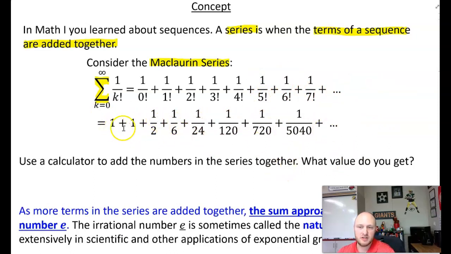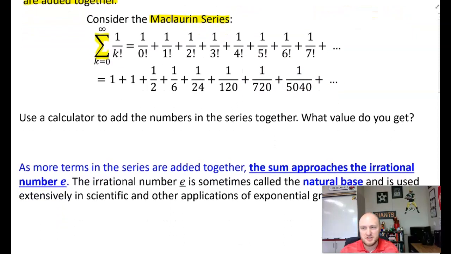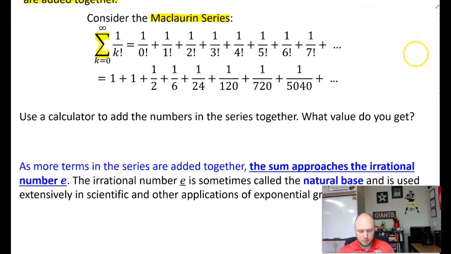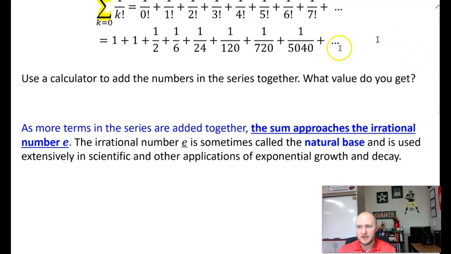What you should notice about these terms is that they are getting smaller. 1 plus 1 plus 1/2 plus 1/6 plus 1/24 plus 1/120 plus 1 over 720, and so on. They're getting smaller and smaller. It's interesting what this number approaches: a finite number, because the terms get smaller and smaller. If you want to use a calculator to add these numbers up in the series, you can find out what this value is. I'll allow you to pause me now, but I'm going to show you what this number is.